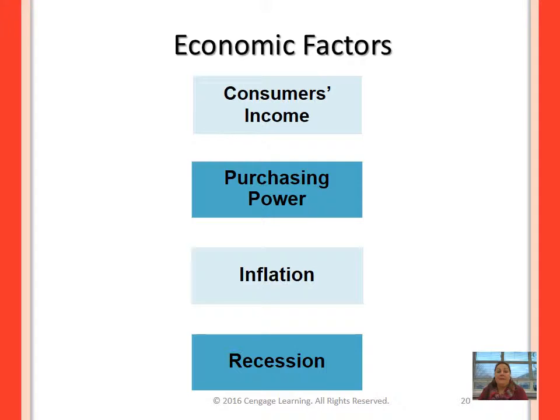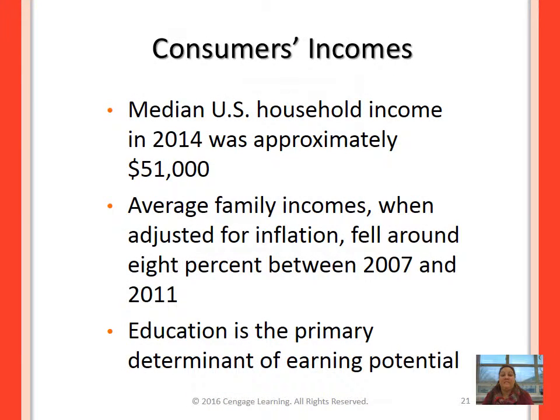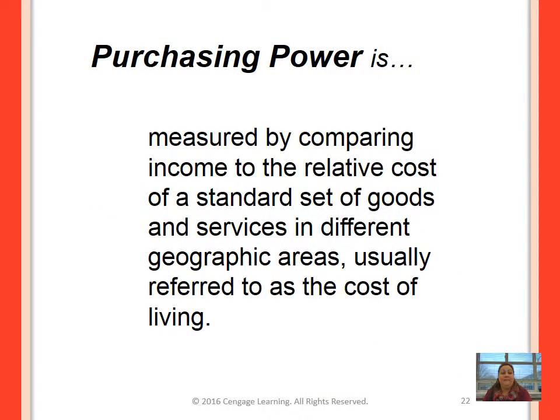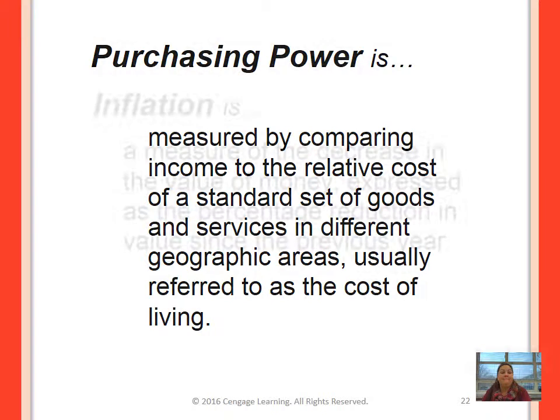The 4 economic areas of greatest concern to marketers are consumer income, purchasing power, inflation, and recession. Incomes fell the most in the Southwest and Florida. These are also the largest declines in home values and housing construction. Increased standards of living are a function of purchasing power. When income is high relative to the cost of living, people have more discretionary income.